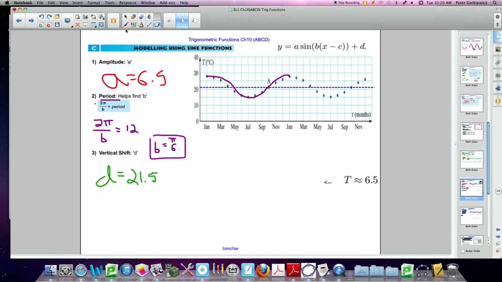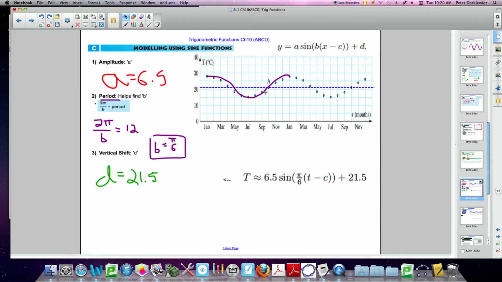So this thing is going to look like this, right? The 6.5 is the amplitude. The 21.5 is how much we've dragged this whole thing up from equilibrium. And the pi sixths is our B value that we got from looking at how long it takes to complete one period and finding B using this. Okay? Great. So now we've got to find the C value, because here's why.